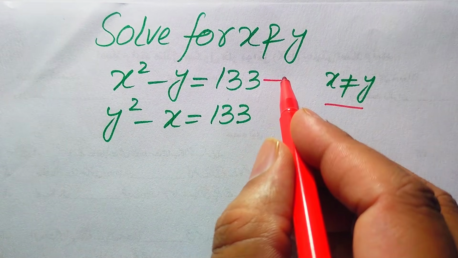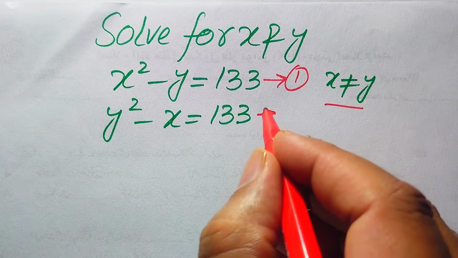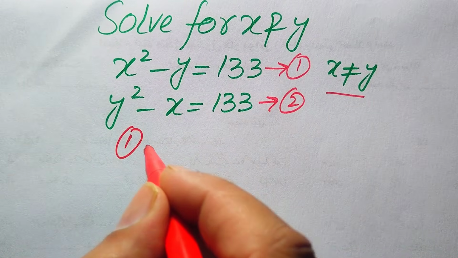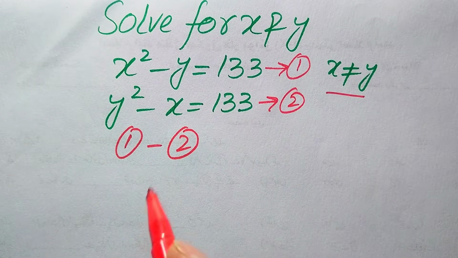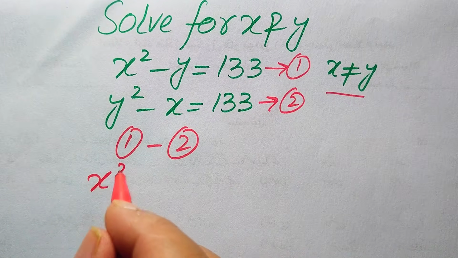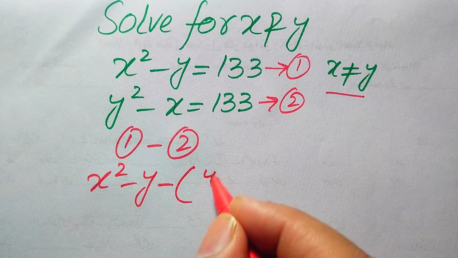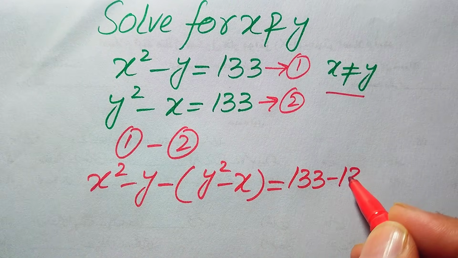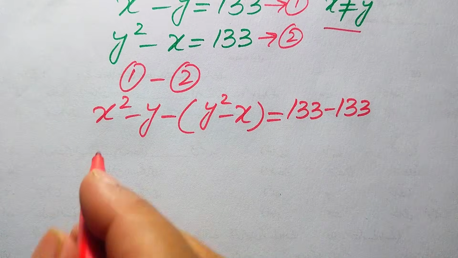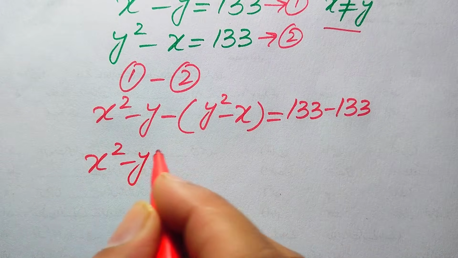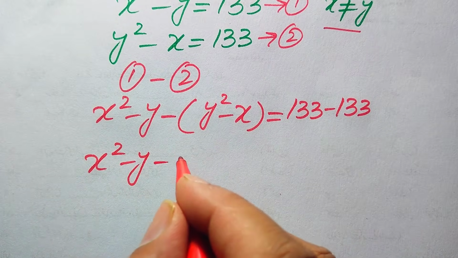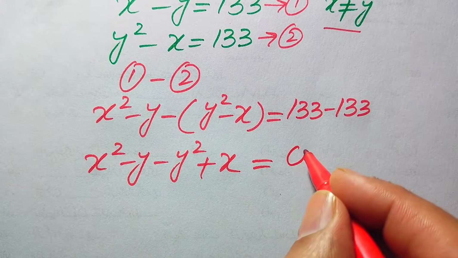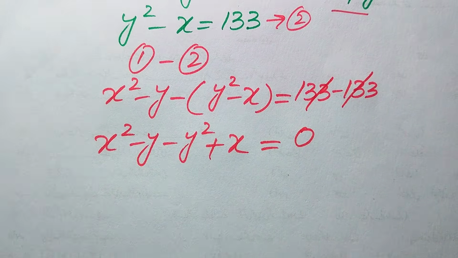So the very first thing we are going to do is call this equation number 1 and this equation number 2. And here first we subtract both of these two equations. So when we subtract these two equations, it will be written as x square minus y minus (y square minus x) equals 133 minus 133. Further, we multiply the negative sign on both of these two values and it becomes minus y square plus x, and this equals 0 because both of these cancel out each other.